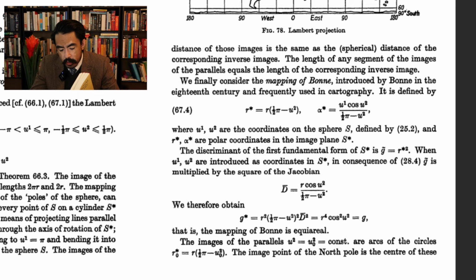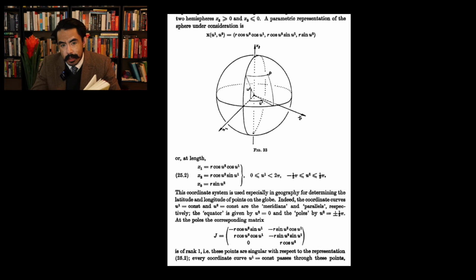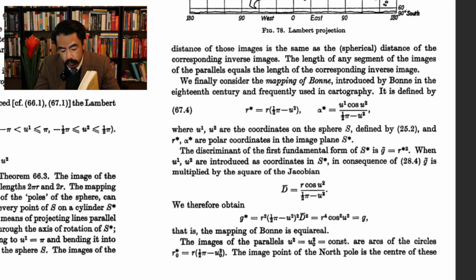We finally consider the mapping of Bonne, introduced by Bonne in the 18th century and frequently used in cartography. It is defined by r star equals r times the quantity pi over 2 minus u2 closed quantity, and alpha star equals a fraction with the numerator of u1 times cosine u2 all over a denominator of pi over 2 minus u2, where u1 and u2 are the coordinates on the sphere S, defined as given in section 25, hopefully that's on the screen now, and r star and alpha star are polar coordinates in the image plane S star.